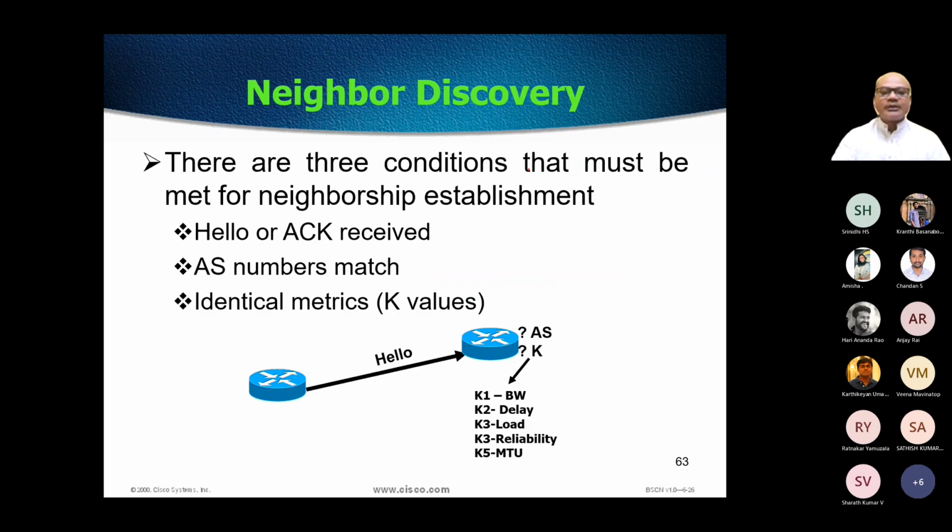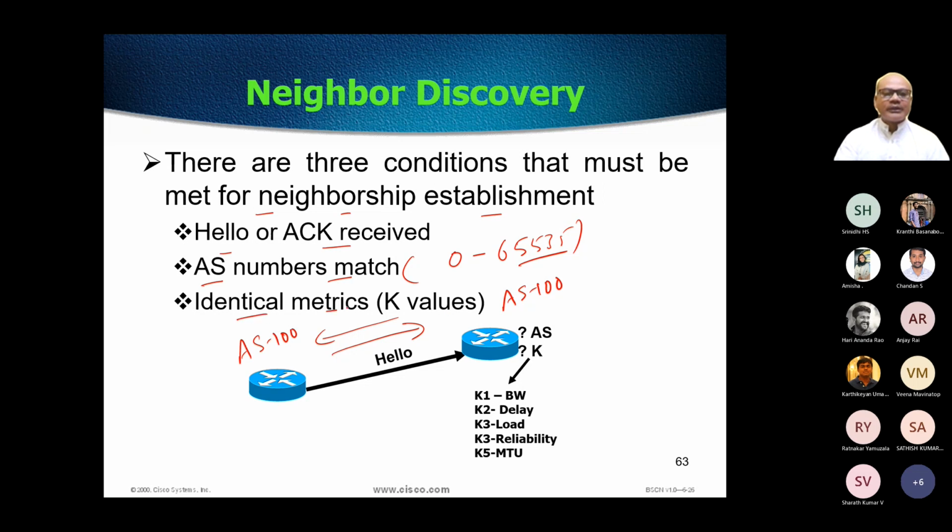As you know, there are conditions that must be met for neighborship establishment. First it will send a hello and receive an acknowledgement, depending upon the AS number. What does AS number mean? Autonomous system number, guys. It ranges from 0 to 65,535. This is the range of numbers we can give, but whenever you configure EIGRP, your AS number should match. If you give AS 100 here, here also we should give AS 100. Then only they will exchange their updates.